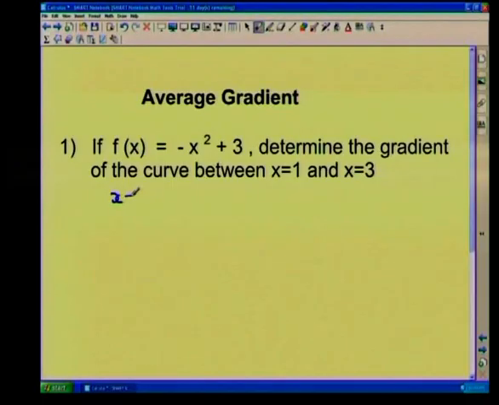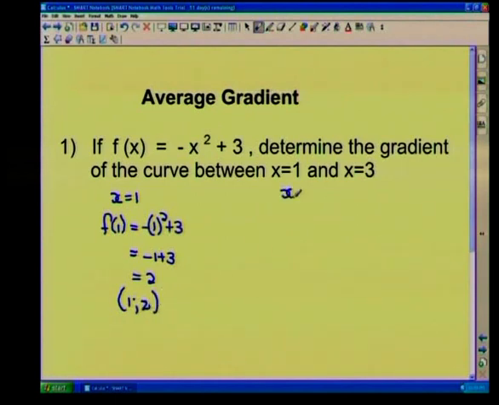Let's say if x is 1, what would f of 1 be? Well, it would be minus 1 squared plus 3, which is going to be minus 1 plus 3, which is 2. So we have the coordinate 1, 2. Oh, bad coordinate there. Let's draw it again. 1, 2. Ellie wrote negative 2.